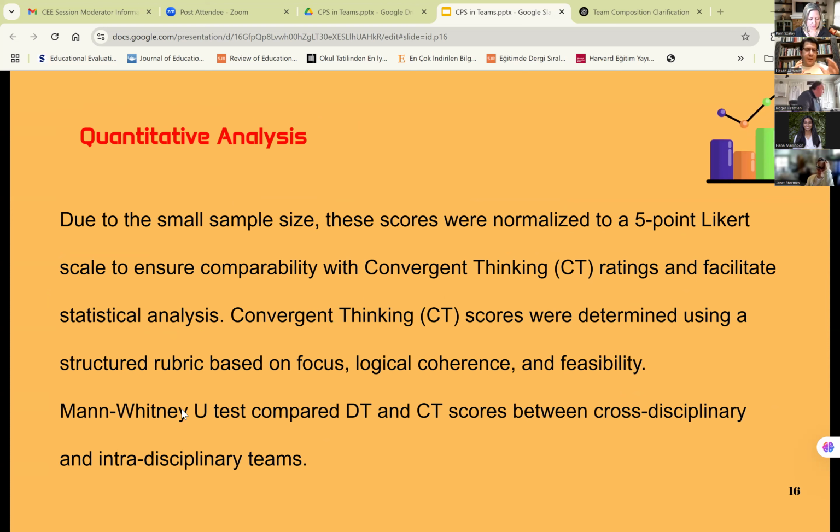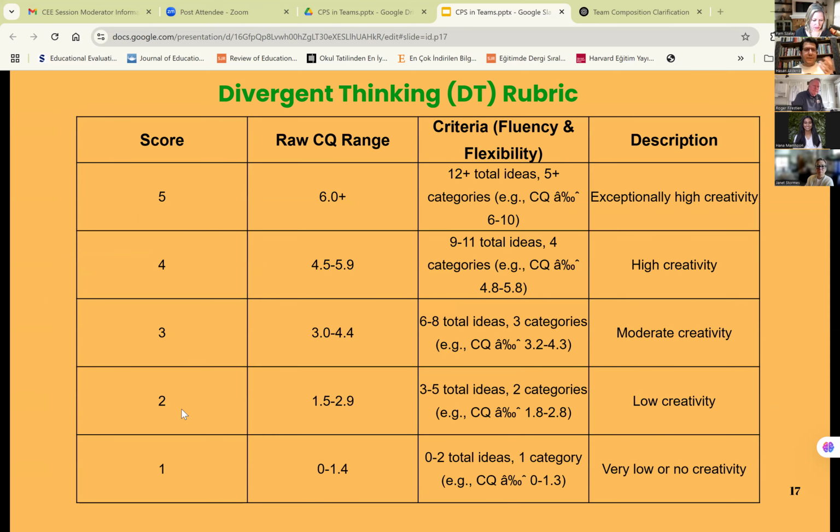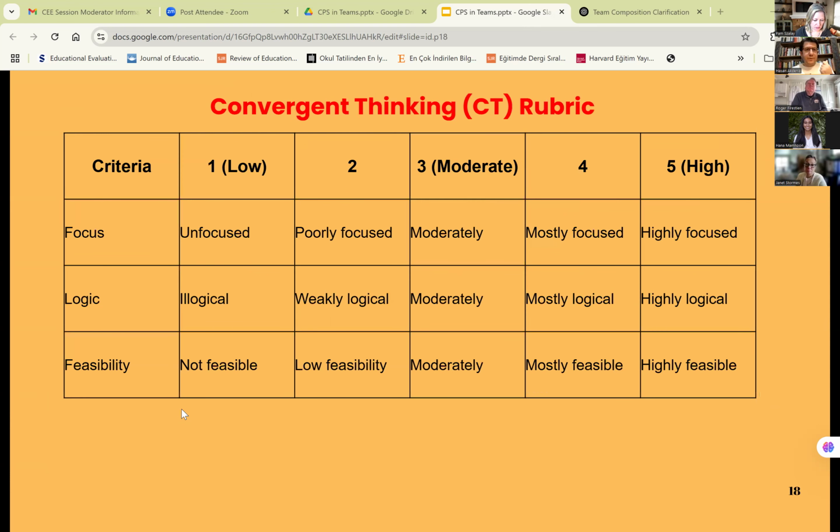Mann-Whitney U tests compare the divergent thinking and convergent thinking scores between cross-disciplinary and interdisciplinary teams. This is the divergent thinking rubric and convergent thinking rubric here. Inter-rater reliability was established by having 2 independent researchers score the rubrics and calculate agreement scores. The inter-rater agreement was 94%, which shows an almost perfect agreement between the 2 raters.